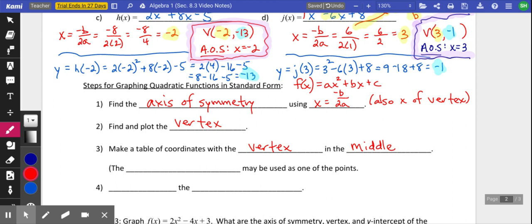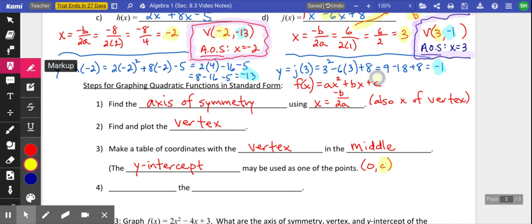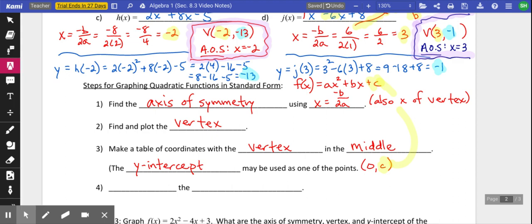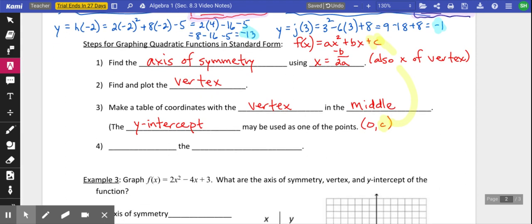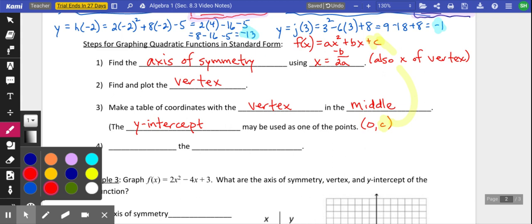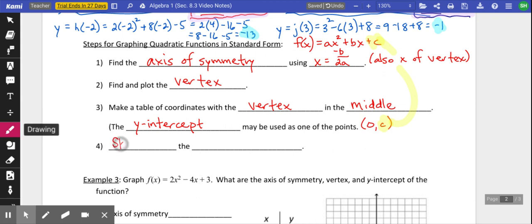The y-intercept may also be used as one of the points. Remember, the y-intercept is the c. So out to the side here, I'm going to put 0 for the x and c for the y, and that c is the constant in our function. Lastly, step 4, once we have our table filled in, we will just sketch the parabola. Remember, our U-shaped graph is a quadratic, and it's called a parabola.